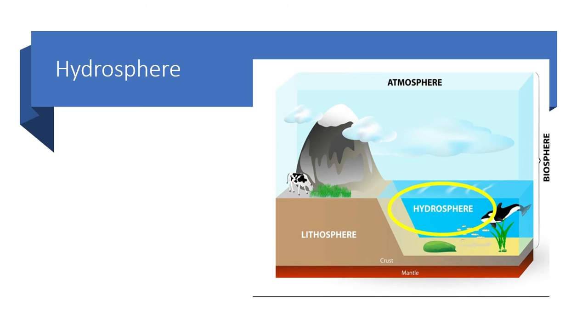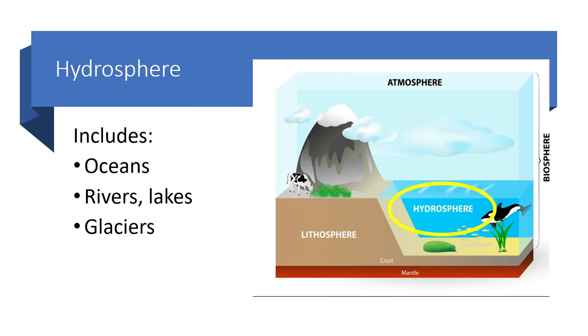Now on to hydrosphere. The hydrosphere, we have it circled over there in yellow, right here where the cursor is moving. All right, it includes oceans, rivers, lakes, glaciers, and water vapor in the air. Okay, so even the water in the air is considered to be part of the hydrosphere.